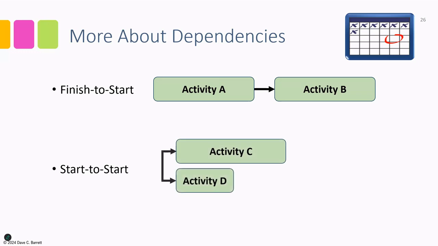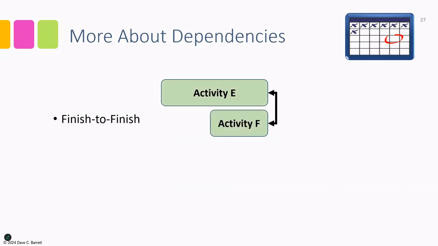There are sometimes cases where two activities need to start together, that when we start activity C, then we should also start activity D, right? And that's considered a start to start dependency. Because they have different durations, they may end at different times.